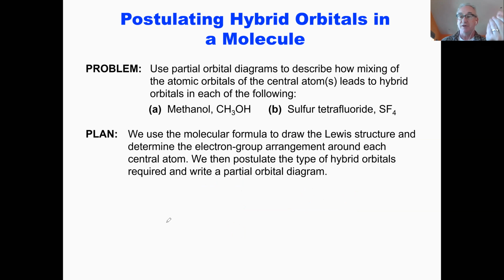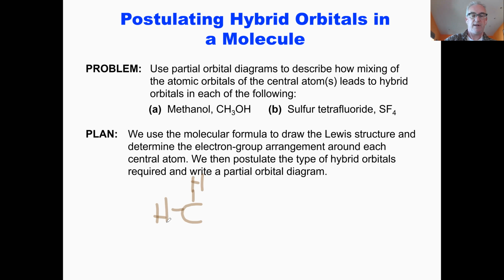So we draw our Lewis structure. We determine the electron group arrangement around each central atom. In this instance, we've got a carbon, we've got a hydrogen. Figure out what the shape is going to be, and then based on the shape, we figure out what kind of hybrid orbitals are going to be required. So I've already sort of given away methanol. I've got 3 hydrogens, my oxygen and a hydrogen. I've mentioned before, an alcohol is basically something that has this group on it.